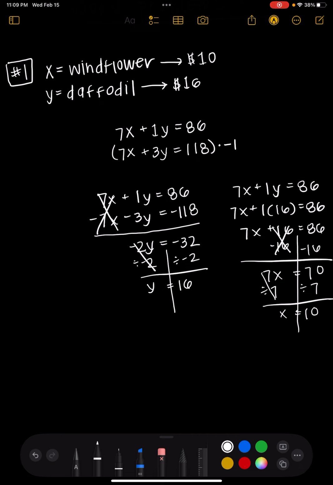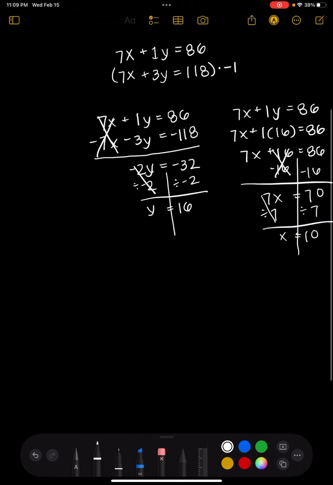I don't necessarily need to say that X equals and Y equals, but I do need to say that the windflowers are worth $10 each, and then the daffodils are worth $16 each. All right, let's look at another example.